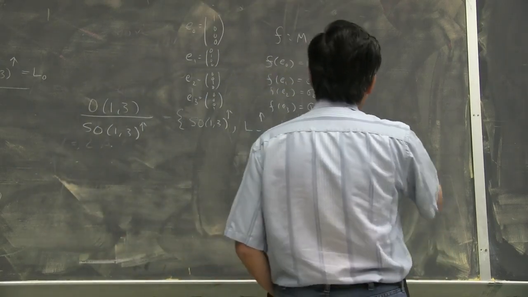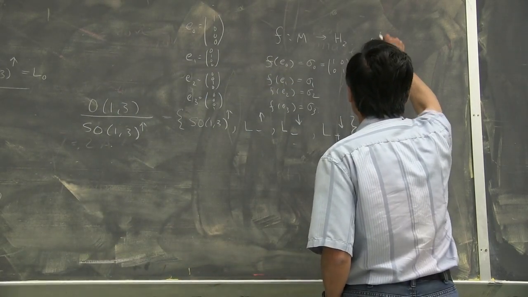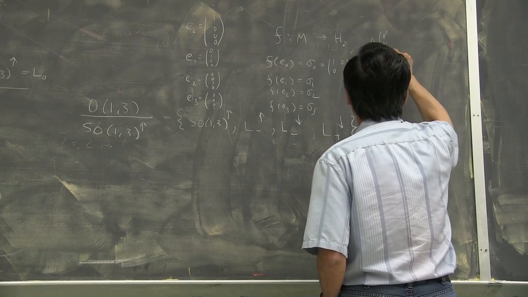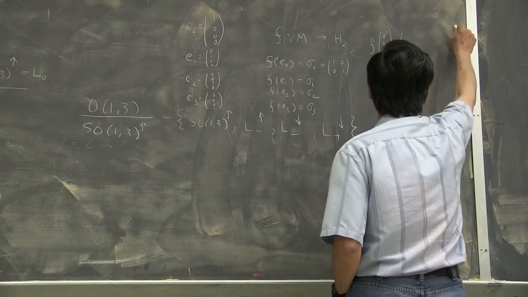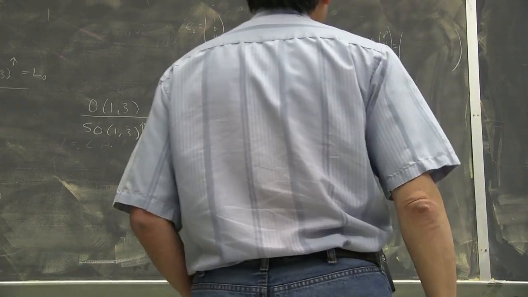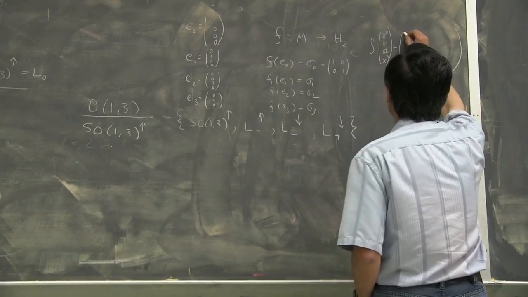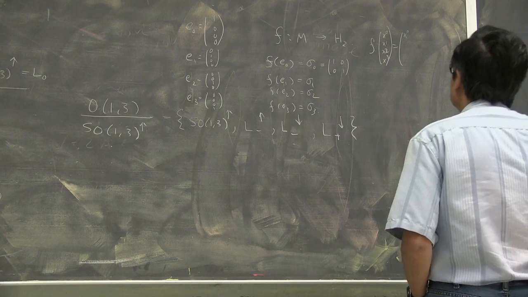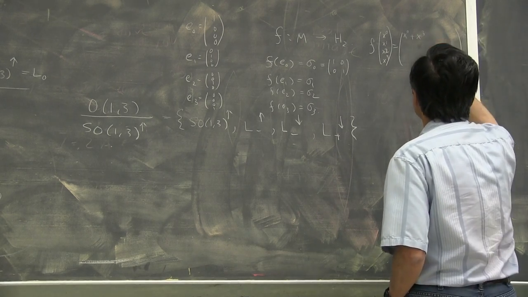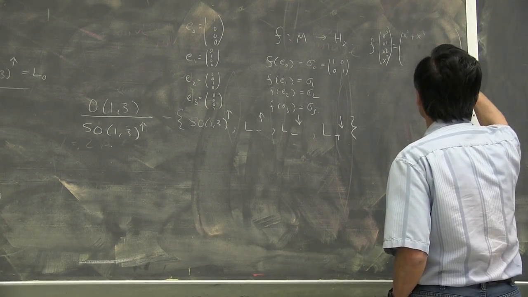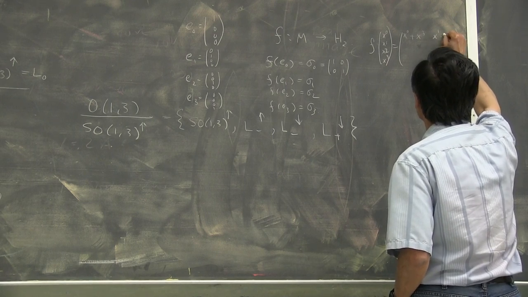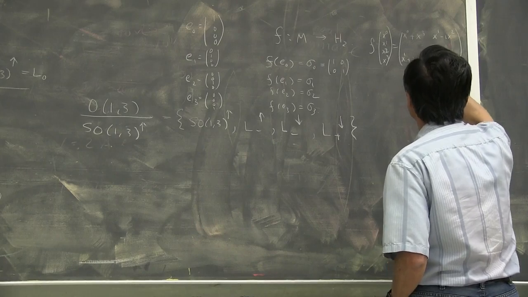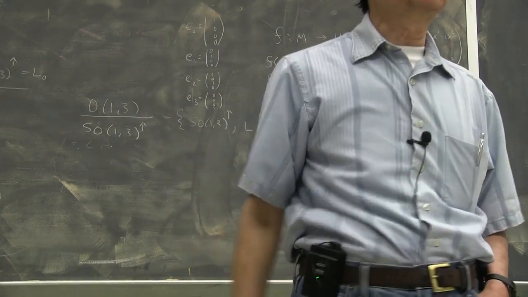And the mapping works like this: f acting on any general vector in Minkowski space takes it to this particular 2x2 Hermitian matrix. x0 plus x3, and then x0 minus x3, x1 minus i x2, x1 plus i x2. You have seen all of that, okay?